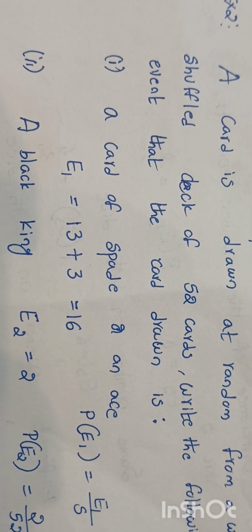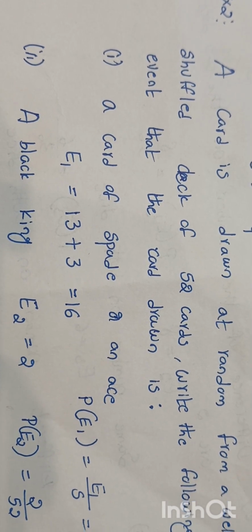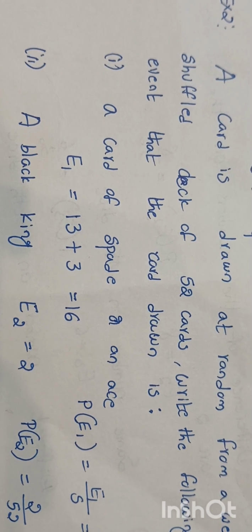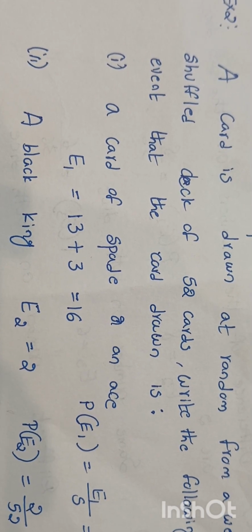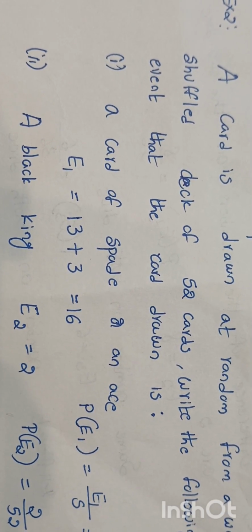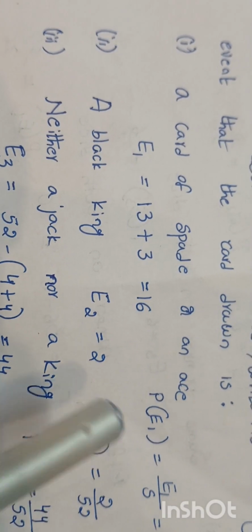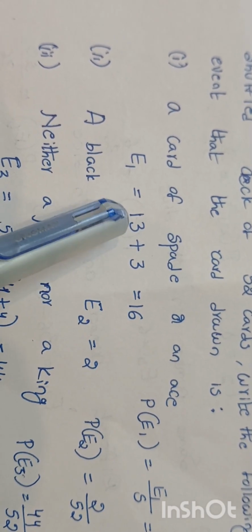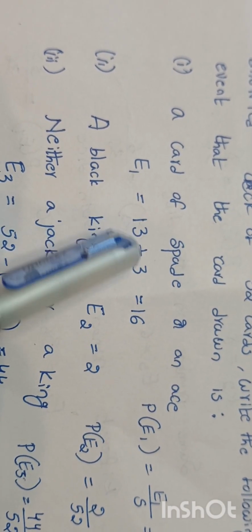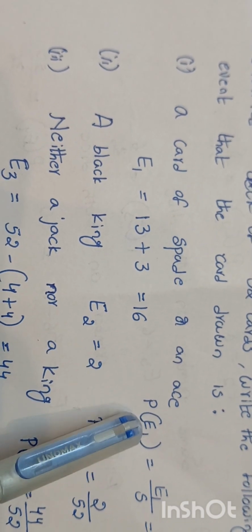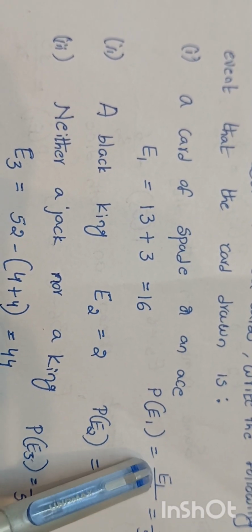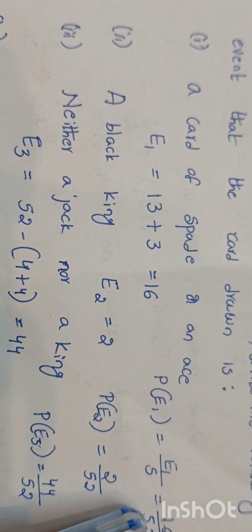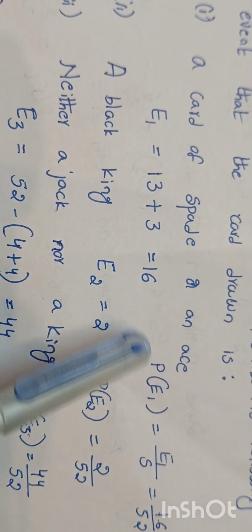Now coming to the second example. A card is drawn at random from a well shuffled deck of 52 cards. Write the following events that the card drawn is: a card of spade or an ace. Number of spades is 13 and number of aces is 4, but already 1 is included in these 13, hence 3. 13 plus 3 is equal to 16. Probability of the event is equal to E1 by S, that is nothing but 16 divided by 52.